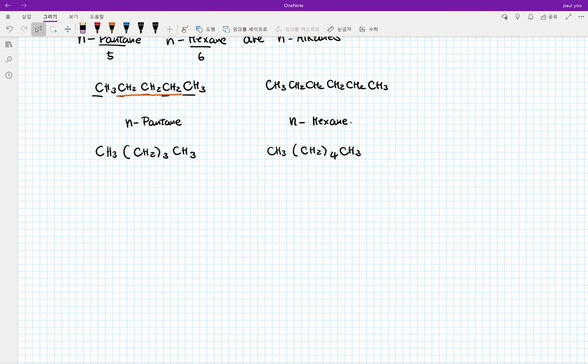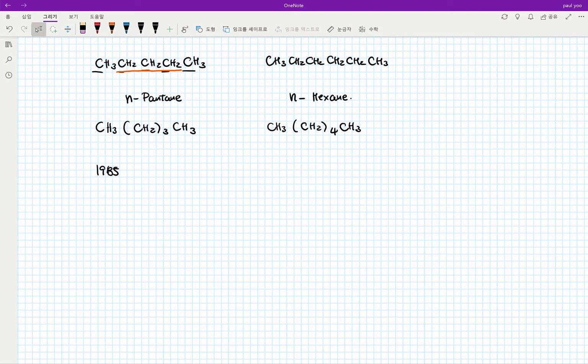As additional information, in the laboratory in the year 1985, a really long synthesis was done on an ultra long alkane that was CH3 CH2 388 CH3. It's a really long chain.